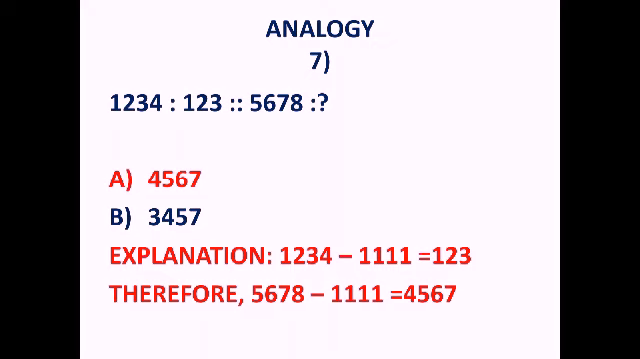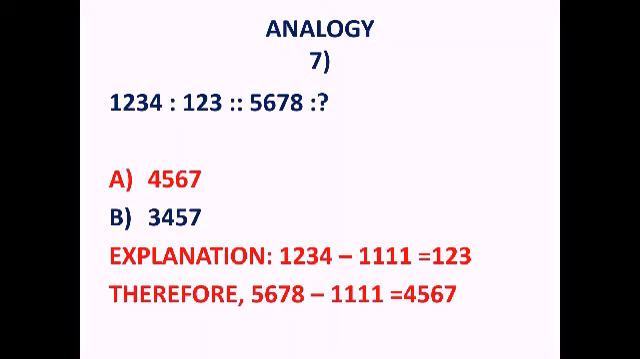So what is our question? 1234 is related to 123. So which number will 5678 be related to? 1234 is to 123. So 5678 will be related to which number? There are two options, 4,567 and 3,457. Now you have to find out how 1,234 is related to 123.